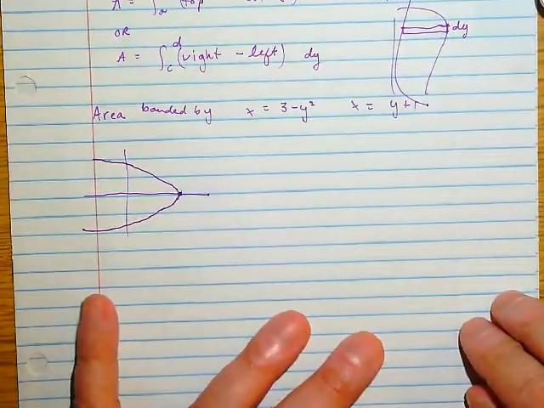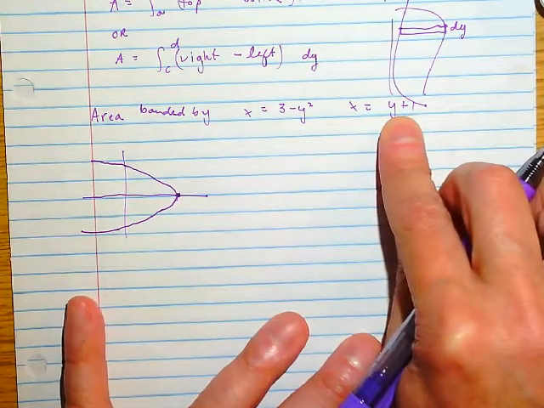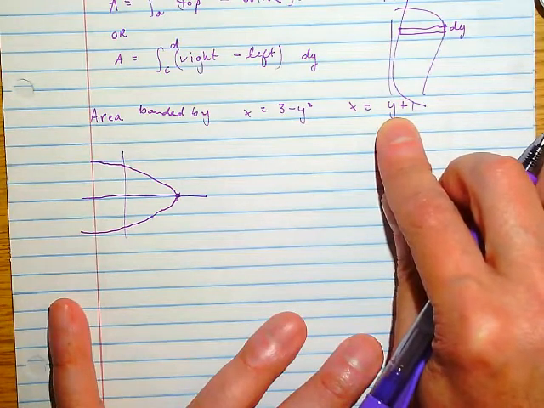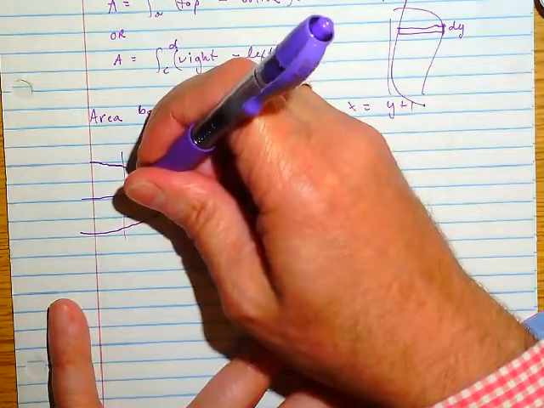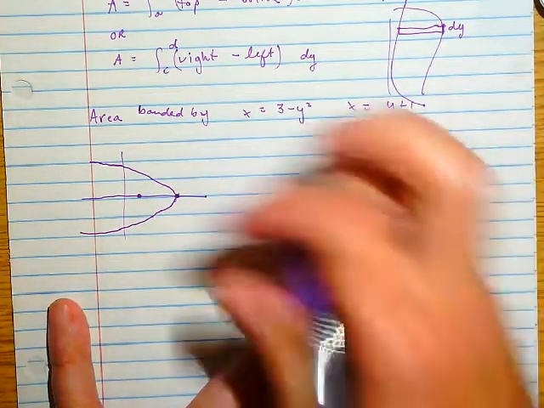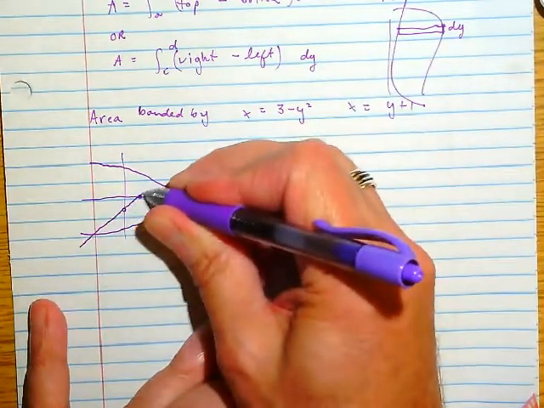There's your parabola there. And then I've got the line x equals y plus 1. So when y is 0, wouldn't x be 1? When x is 0, wouldn't y be negative 1? So you can kind of graph those, and you know it's a line that would go there.